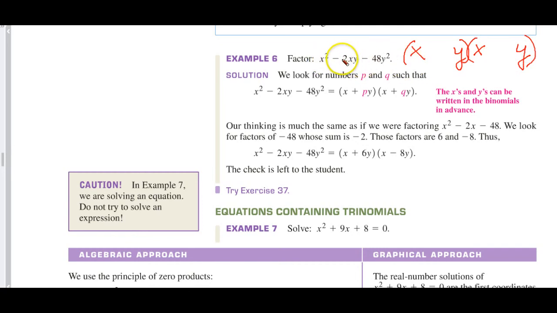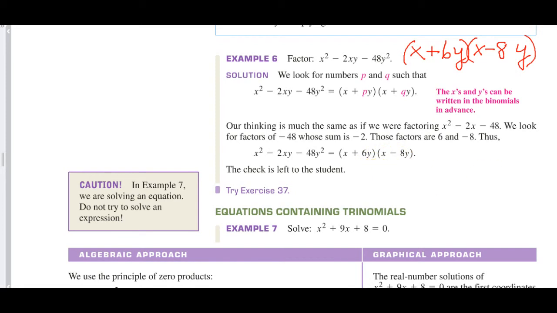Now it's a -2 difference. We're looking for factors of 48 that have a difference of 2. And it will be 6 and 8. 6 times 8 is 48. Our middle term is a negative, so the larger number would be negative, and this would be positive. And there you see it down here.